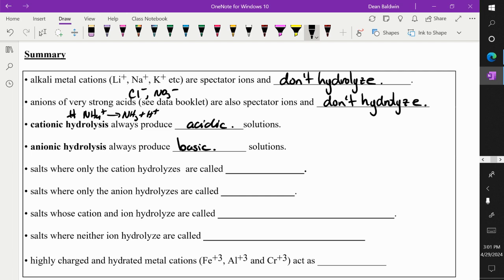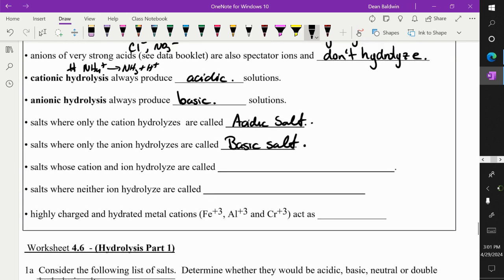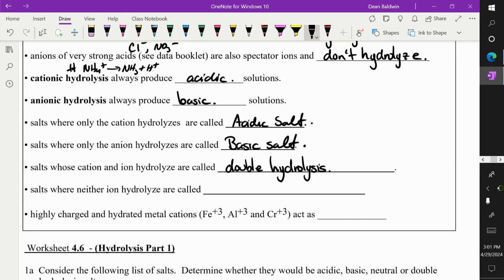If only the cation hydrolyzes, it's an acidic salt. If the anion hydrolyzes, we call it a basic salt. If both things happen, we will call it a double hydrolysis. Where nothing happens, they are neutral salts.